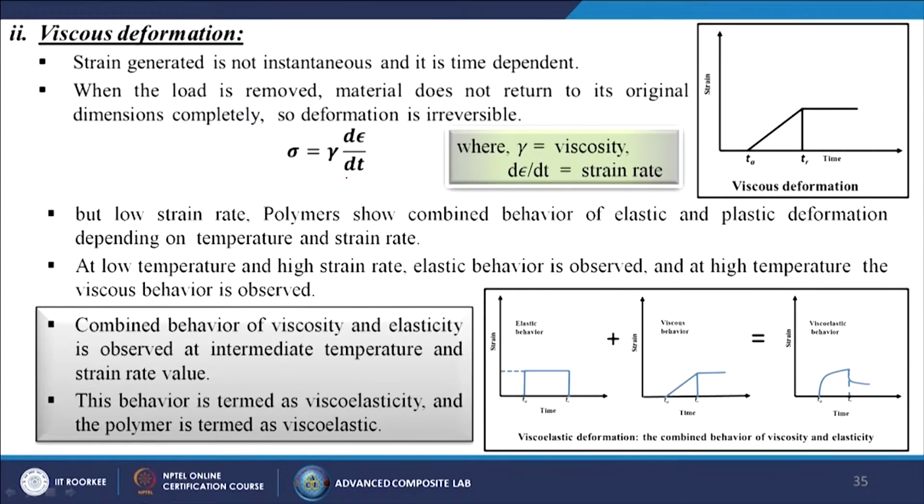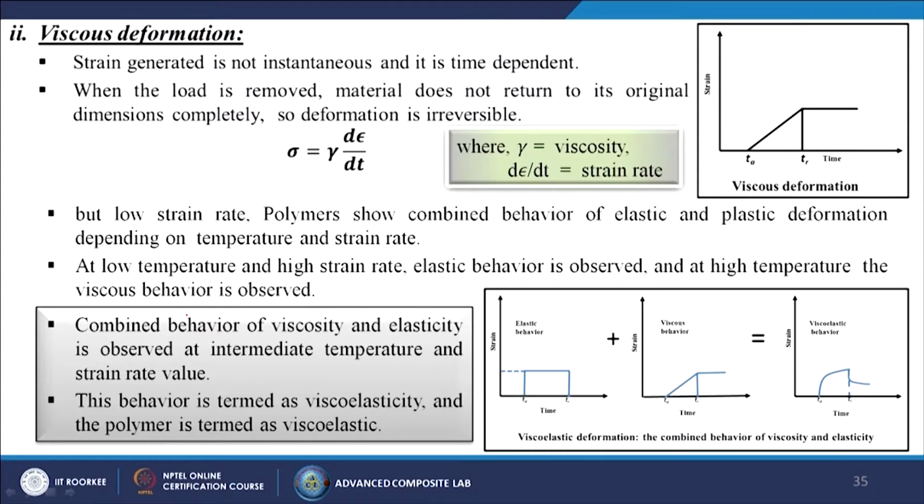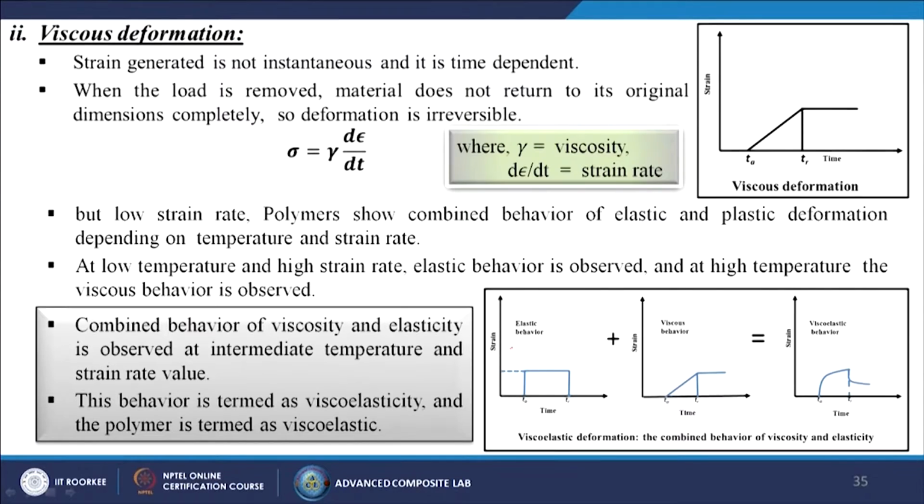But polymers at low strain rate show combined behavior of elastic and plastic deformation depending on temperature and strain rate. At low temperature and high strain rate elastic behavior is observed, and at high temperatures viscous behavior is observed. So, combined behavior of viscosity and elasticity is observed at intermediate temperature and strain rate values. Generally we have elastic behavior materials, and when you add some viscous behavior, we get the viscoelastic properties of that particular material. So, this behavior is termed viscoelasticity and the polymer is termed a viscoelastic polymer.